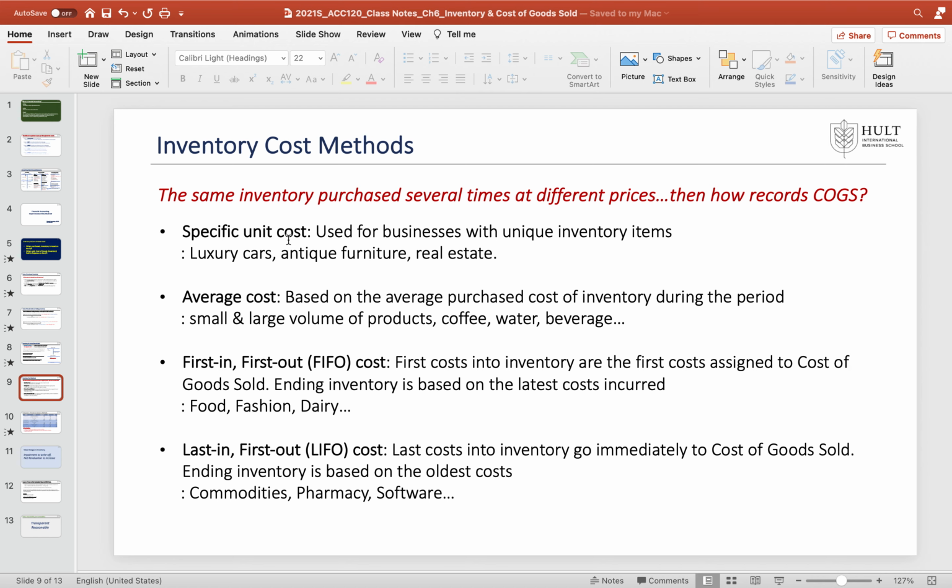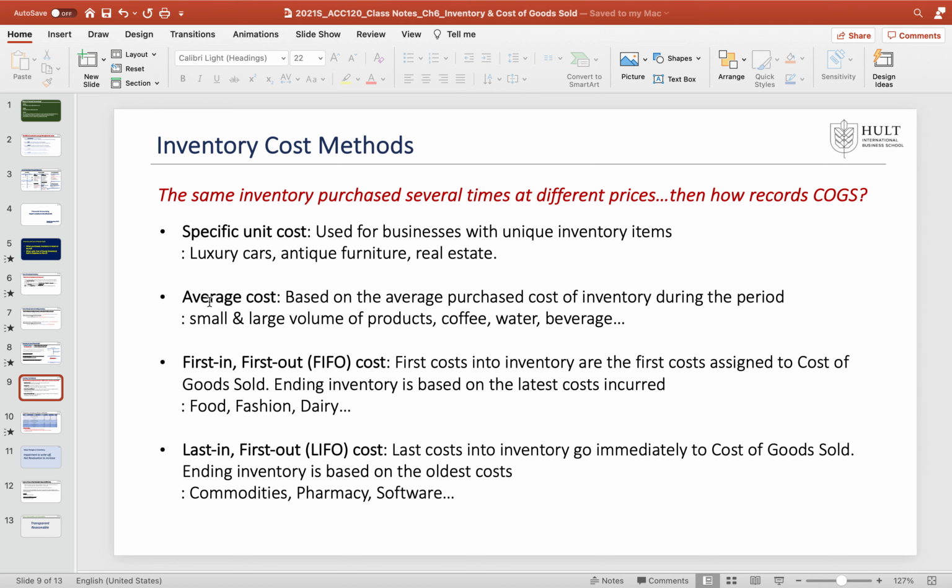at a different price, how do you record the cost of that inventory when we sell some portion of it: the last purchased, the first purchased, or the one purchased in the middle? So we need to choose one inventory cost method, like specific unit cost, average cost, first in first out, or last in first out. For today, we'll practice average cost, which is based on the average purchase cost of inventory during the period.